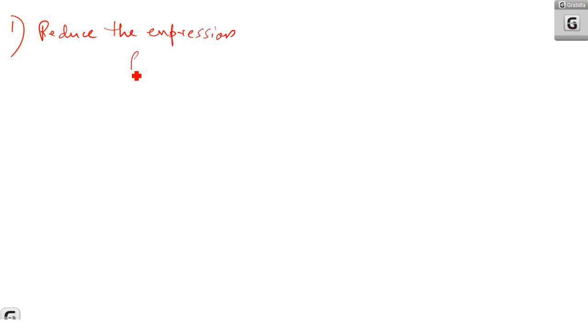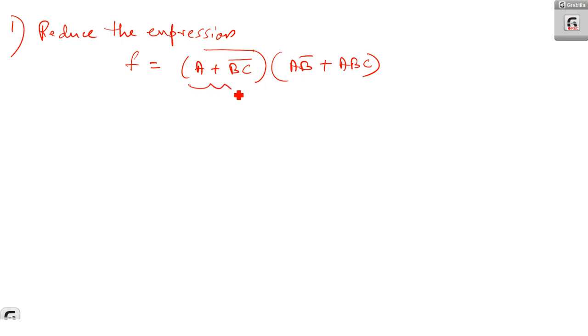F is equal to (A or BC bar) the whole bar and AB bar or ABC. So first step is to De Morganize the first term. A or BC bar, the whole bar.